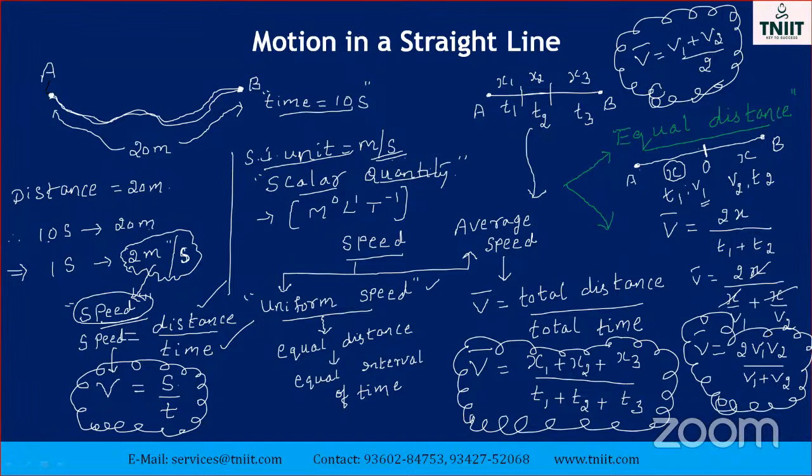Average speed is given by 2 times V1 V2 by V1 plus V2 for equal distances. For equal intervals of time, the average speed value will be V1 plus V2 by 2. So this is the concept related to the average speed.